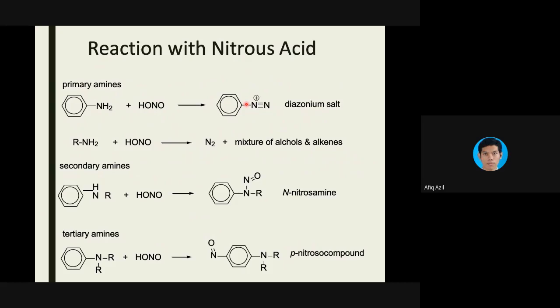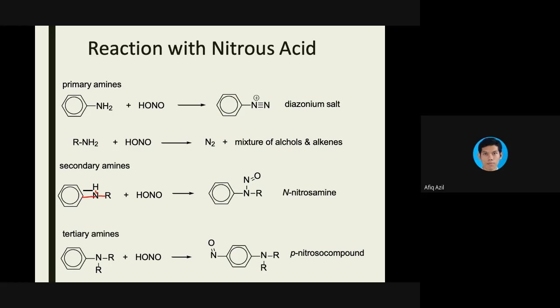Okay, this will be the product. But if you have aliphatic amine, then you are going to end up with nitrogen gas plus a mixture of alcohols and alkenes. Okay, mixture of alcohols and alkenes. Secondary amine, okay, secondary aromatic amines. So the bond is over here. Let me redraw. So the bond is on this side. So N bonded to this carbon, and then you have N bonded to hydrogen, and another one N bonded to R. Okay, like this.